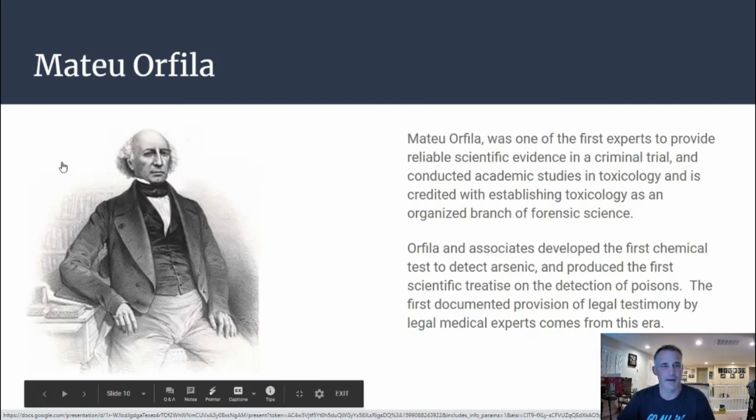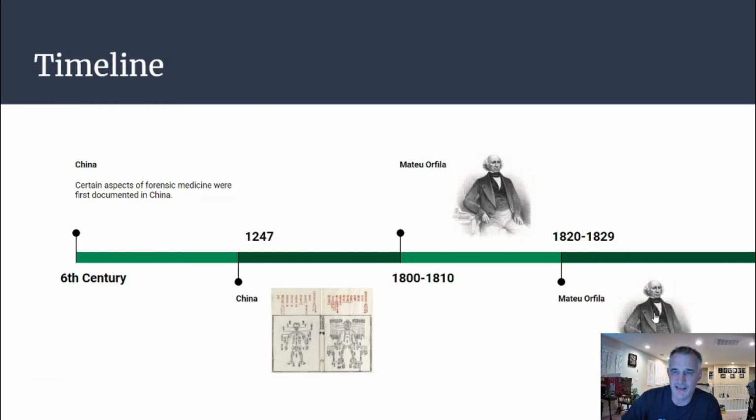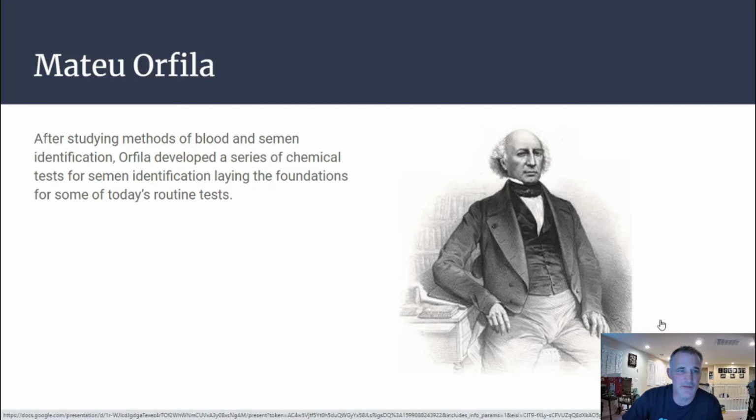Oops, let me back up. Sorry, I want to keep bouncing back and forth so we can keep the time in mind. 1820s, 1829, same gentleman. After studying methods of blood and semen identification, he developed a series of chemical tests for semen identification, laying the foundations of some of today's routine tests that we still currently use.